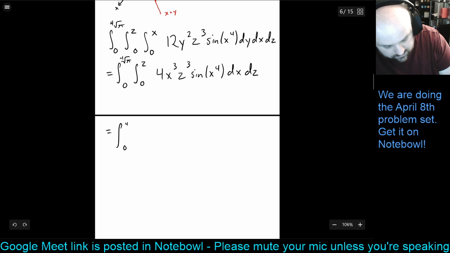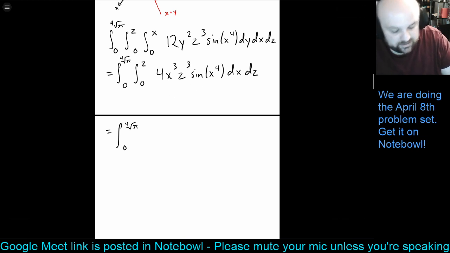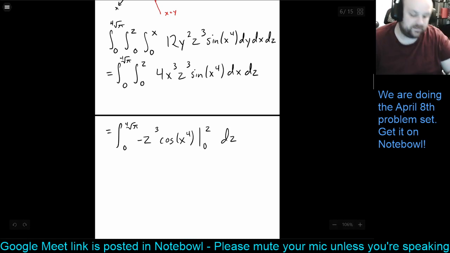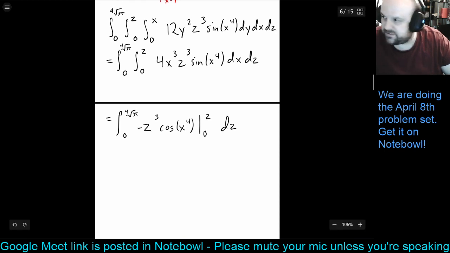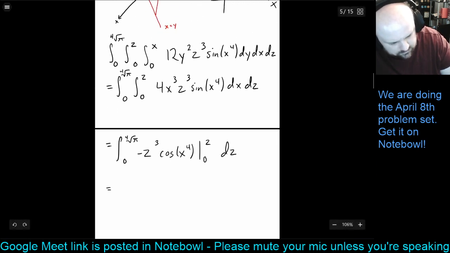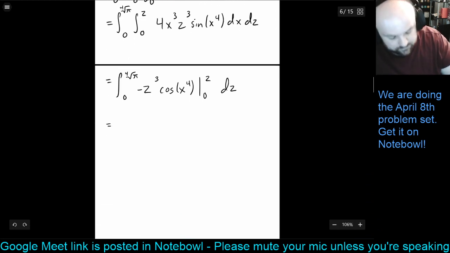I have 0, fourth root of pi. All right, when you integrate this, it's actually just going to be negative z cubed cosine of x to the fourth from 0 to z, dz. Okay. And so let's finish this off here. So we plug in the z. Oh no, what was I thinking? I don't know what I was thinking. This is fine.